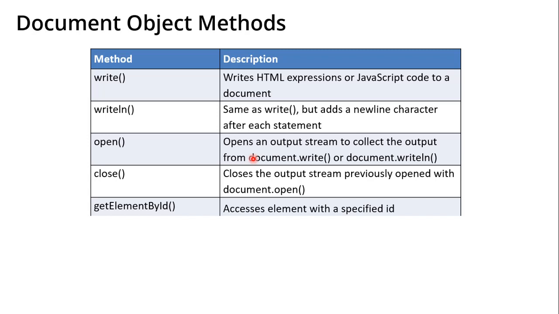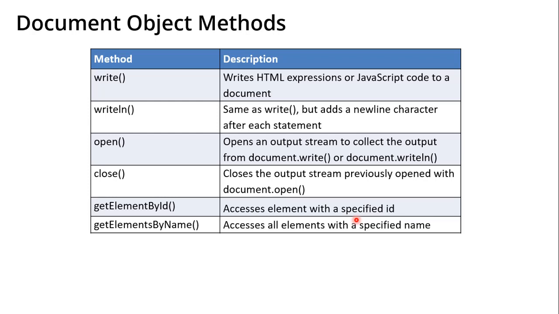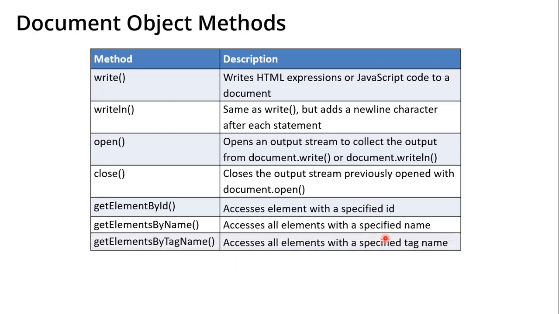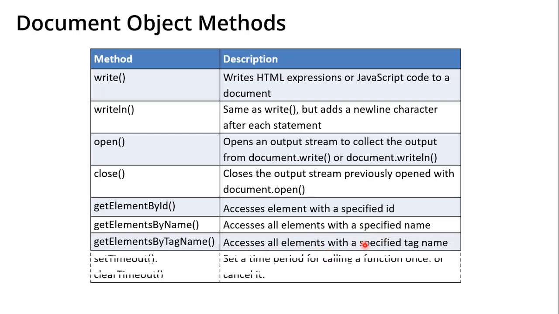getElementById accesses an element with a specific id, so we need the id for this. getElementsByName accesses all elements with the specific name. getElementsByTagName accesses all elements with a specific tag name. setTimeout and clearTimeout set a time period for calling a function once, or cancel it.